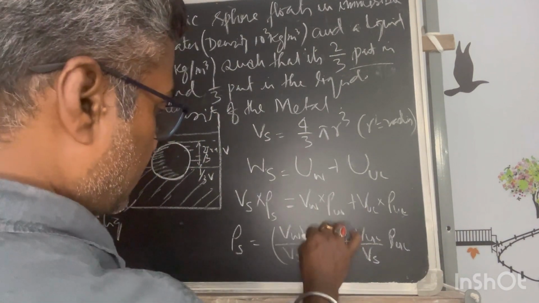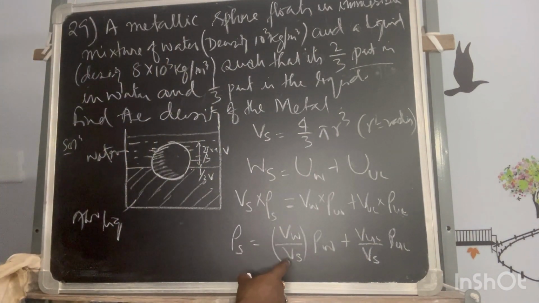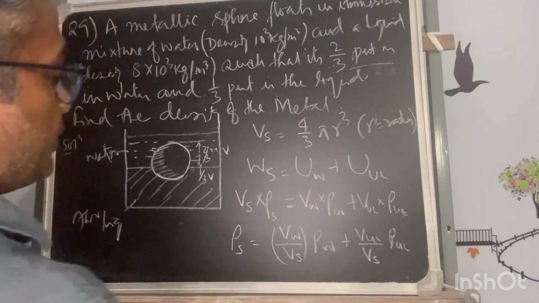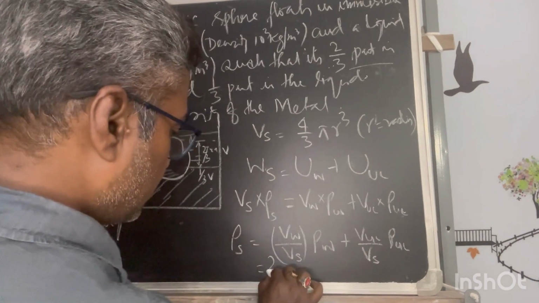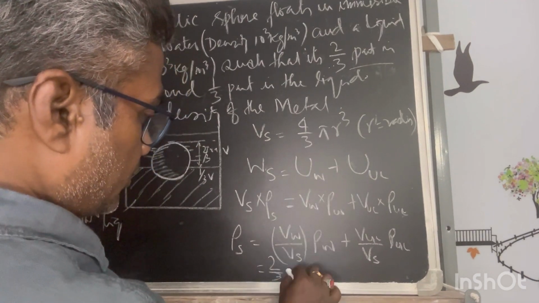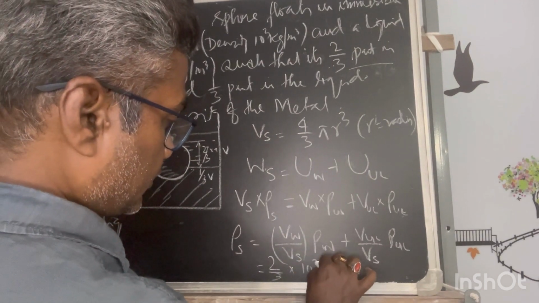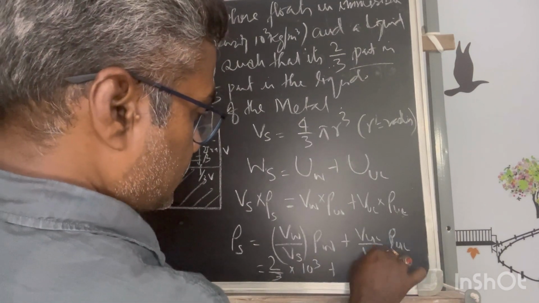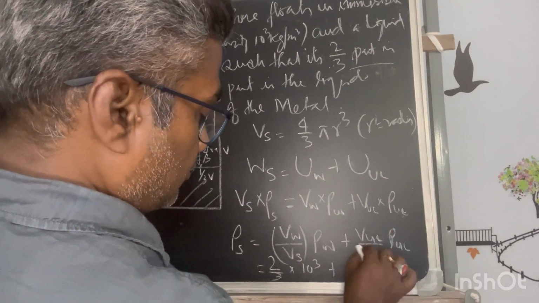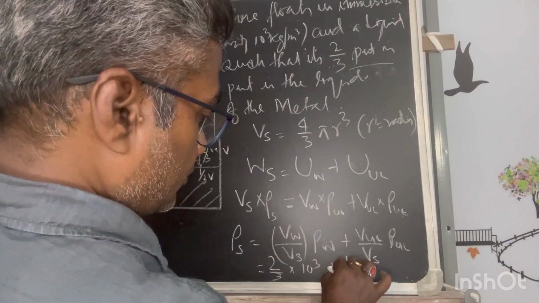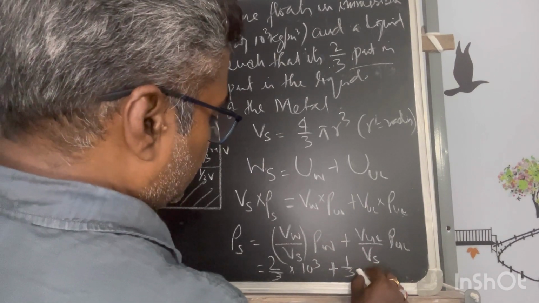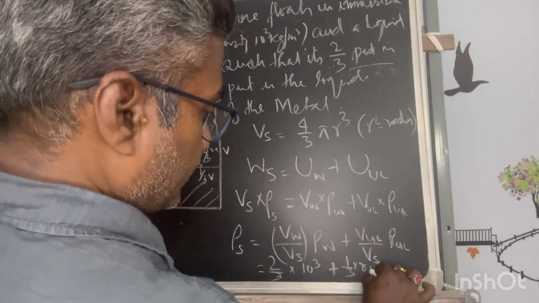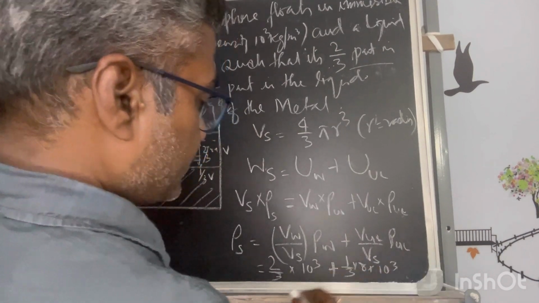Now what is this part? Volume of water divided by volume of solid. That is said to be 2/3 part, isn't it? So I will write directly 2/3 for water into rho, which is 10 to the power 3, plus what is this? Volume of unknown liquid by volume of solid is 1/3, into 8 into 10 to the power 3. This will be the case.